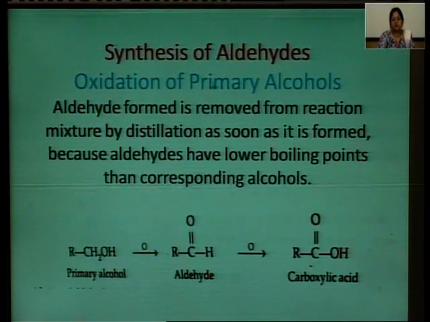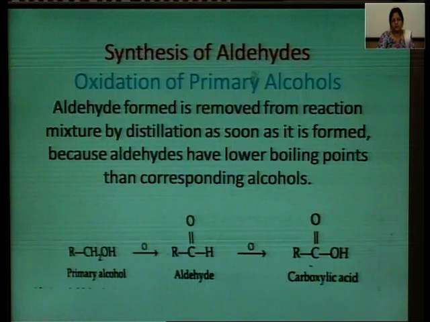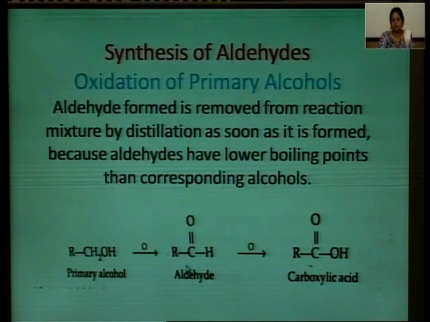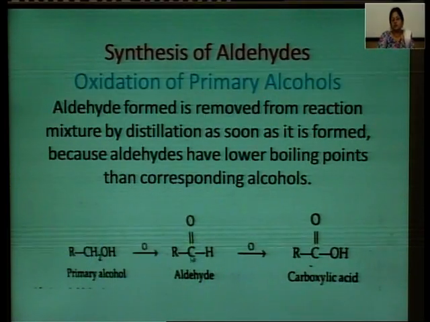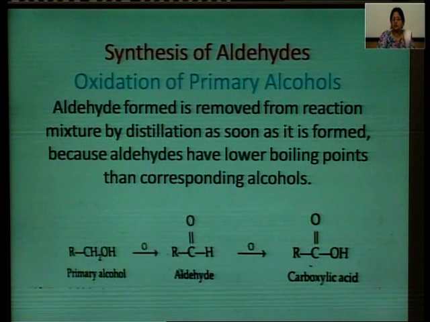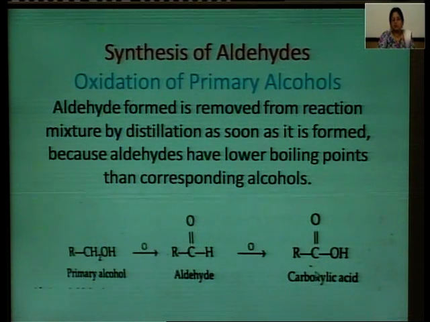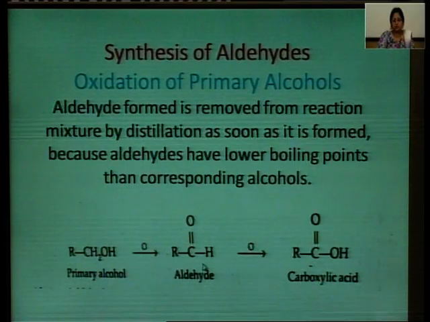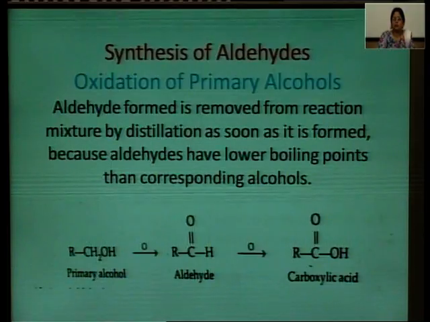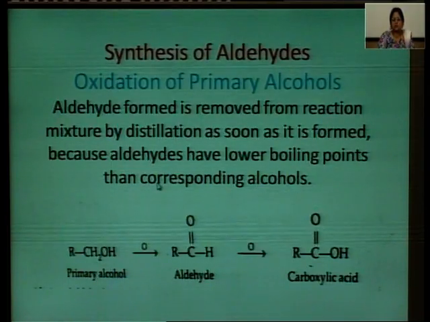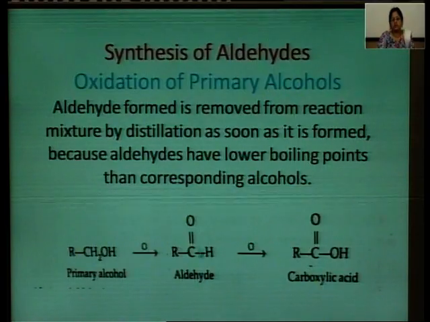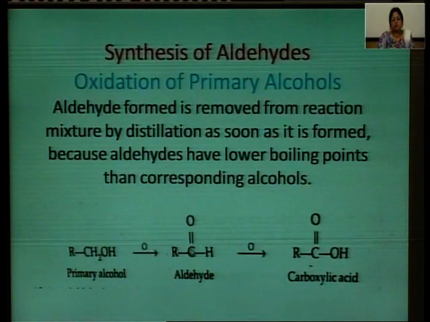Firstly, we will take up the oxidation of primary alcohols for the synthesis of aldehydes. Here, the primary alcohol is treated with an oxidizing agent and forms the aldehyde. But the major limitation of this method is that once the aldehyde is formed, it immediately gets oxidized to the carboxylic acid. To avoid this oxidation, the aldehyde is removed from the reaction mixture as soon as it is formed, because aldehydes have lower boiling points as compared to the corresponding alcohols. So, to avoid the further oxidation of the aldehydes to the carboxylic acid stage, the aldehyde must be distilled off from the reaction mixture.